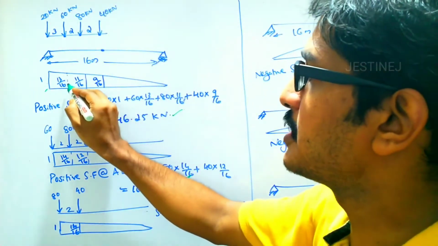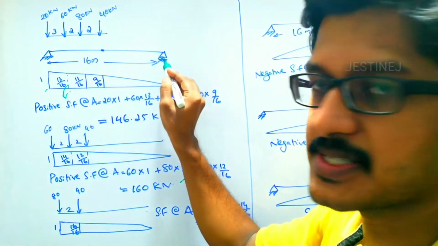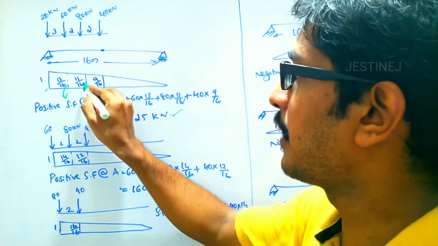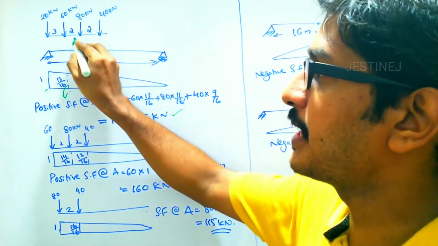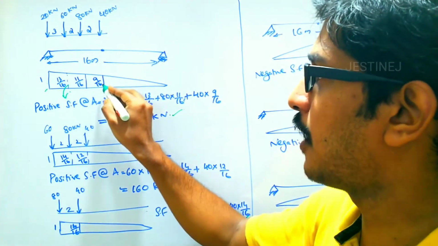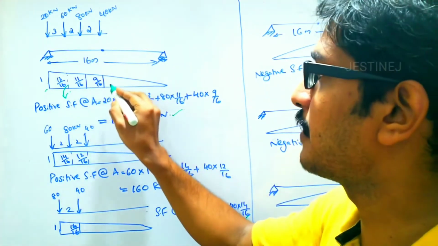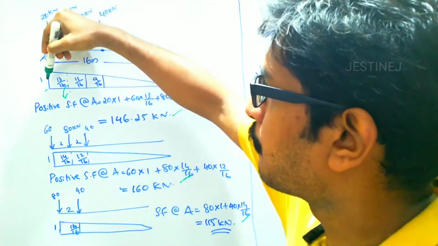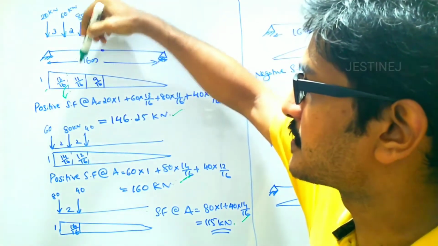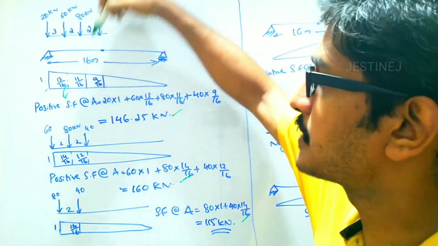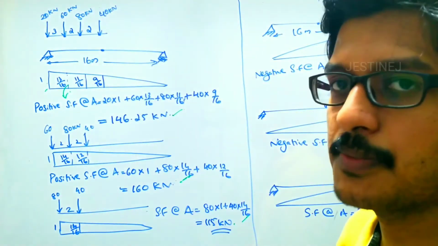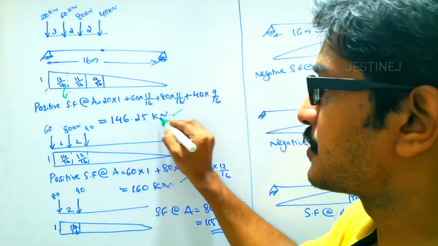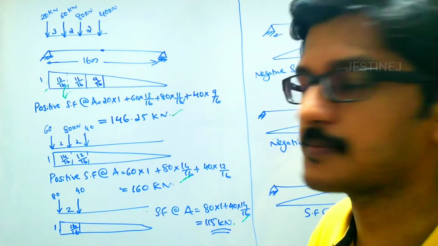This ordinate you can calculate from the total distance, 16. If you subtract 3 from 16, you get 13 by 16. Remaining, 16 minus 5 gives 11 by 16. After that, 16 minus 7 gives 9 by 16. Then you can directly apply 20 multiplied by 1, then 60 multiplied by 13 by 16, then 80 multiplied by 11 by 16, and the last one, 40 multiplied by 9 by 16. If you sum up all those values, you finally get 146.25 kilonewton. This is the first condition.